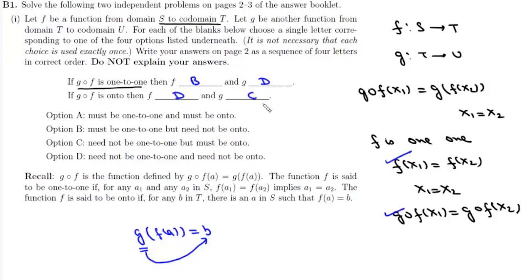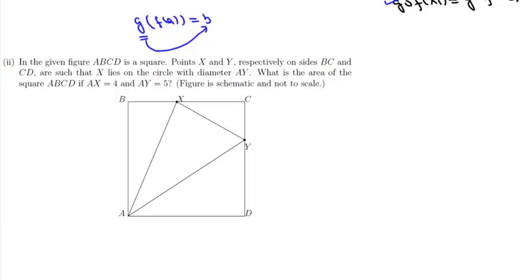Now the second part of question 1 is, we have this square whose side length is, suppose, x, and points X and Y respectively on sides BC and CD such that X lies on a circle with diameter AD. So that means this angle is 90. If this angle is 90 and this is suppose theta, it will be 90 minus theta, and again this will be theta. Now it says AX is 4, so this is 4, AY is 5, then this value must be 3. Now these two triangles, XBA and YCX, are similar.